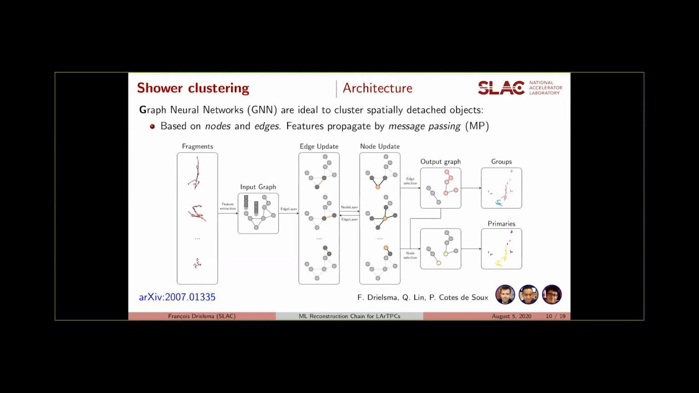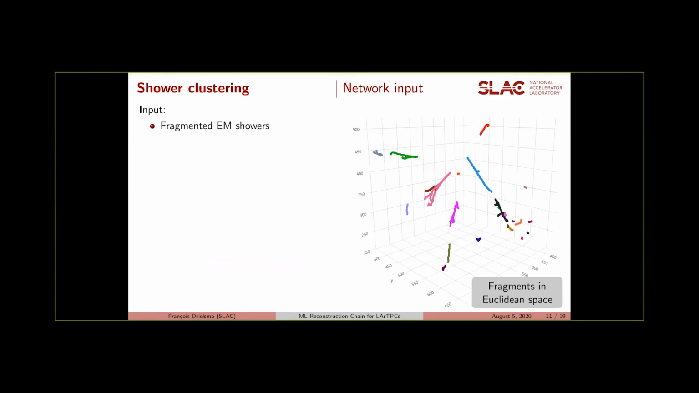And so this was just an overview, and now let me go into a little bit more detail about each of the different steps. So here I'm showing you the kind of input we get to the graph neural network. This is what comes from the previous reconstruction chain. Here you're just looking at the energy deposition associated with electromagnetic particles.